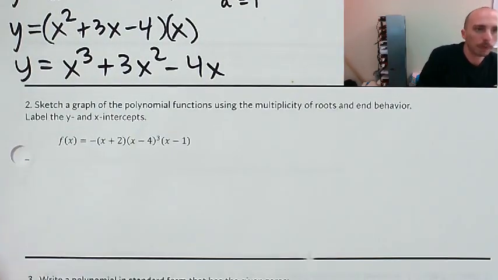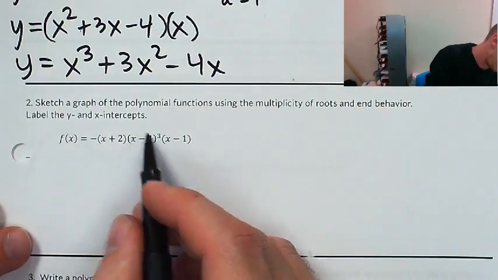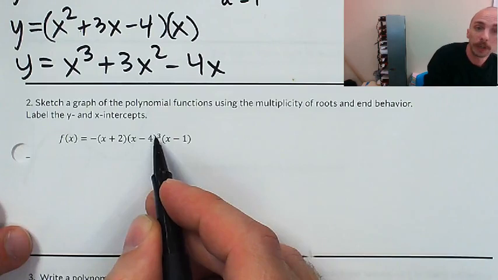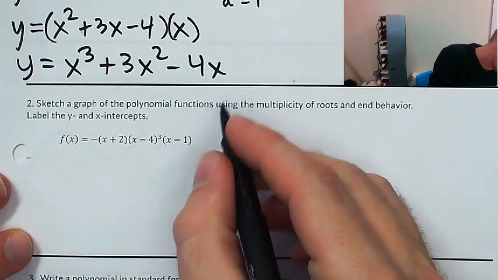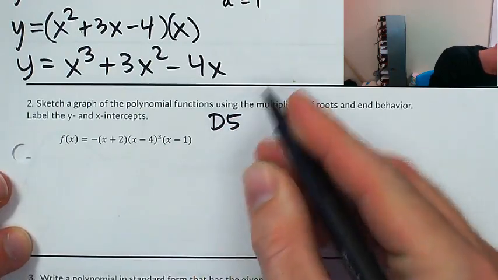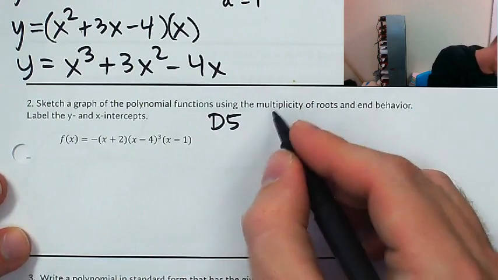Now we're going to sketch a graph of the polynomial using the multiplicity of roots and end behavior. Label the x-intercepts, label the y-intercept. Okay, great. So I'm seeing 3 powers of x from this triple root here, but then I'm seeing 2 other factors that each have 1 power of x. So in total, this is going to be a degree 5 polynomial. The leading coefficient is going to be negative because of this negative out here.